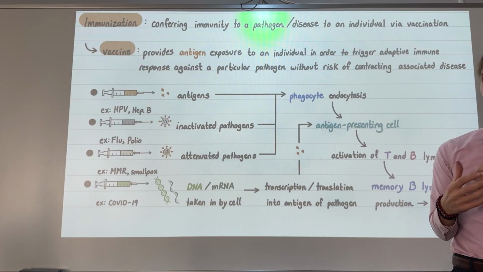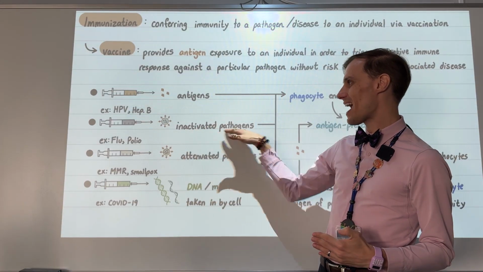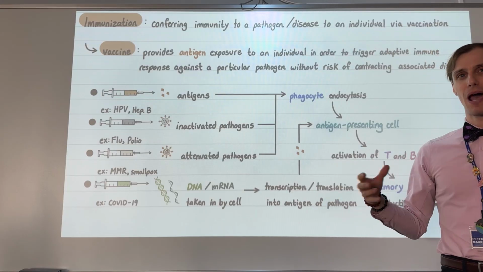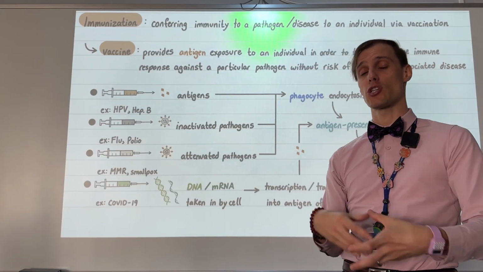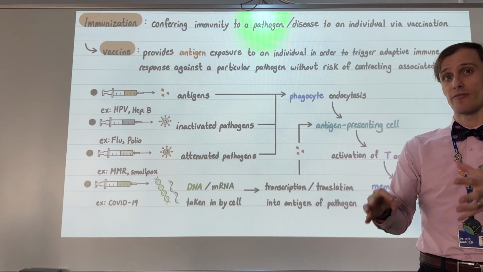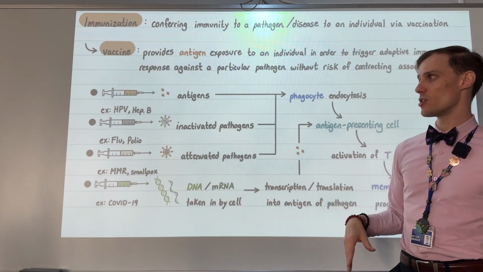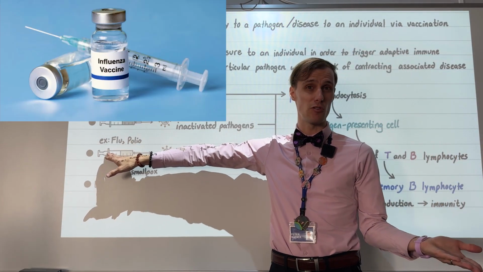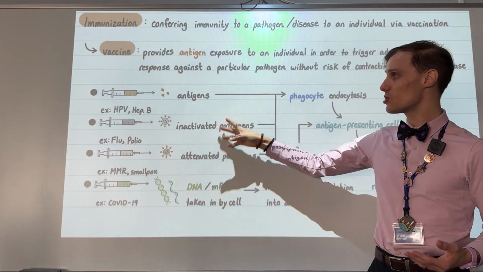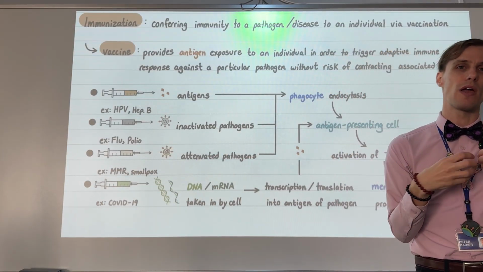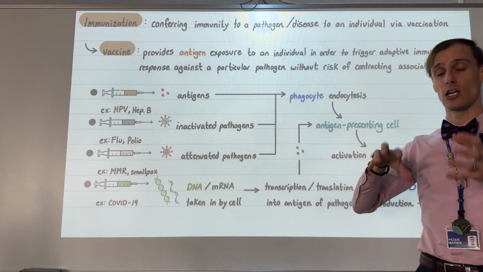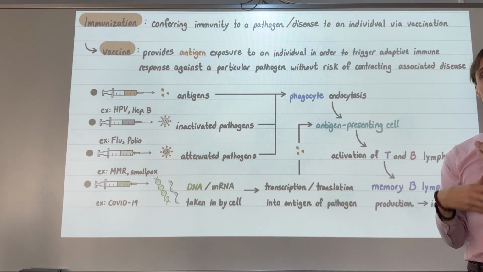Now, another way that vaccines can work is that they may use inactivated or attenuated versions of that pathogen, i.e. pathogens that are unable to actually infect the host. So these are non-functional versions of that pathogen. And examples of this would be the influenza or the flu vaccine, polio, MMR, and smallpox. All of these work in the same way, where we're inoculating or providing patients with the opportunity to see particular antigens, but again, without the risk of infection.